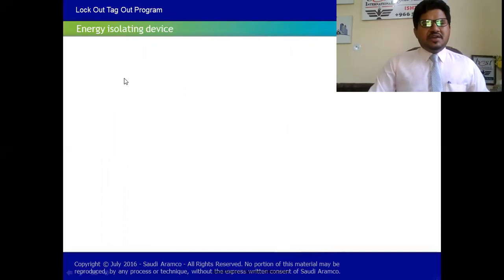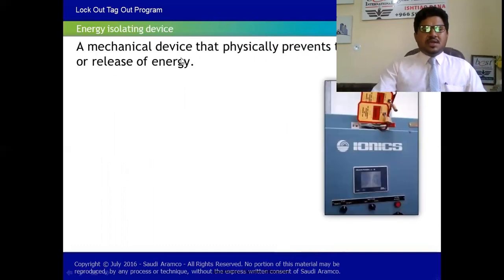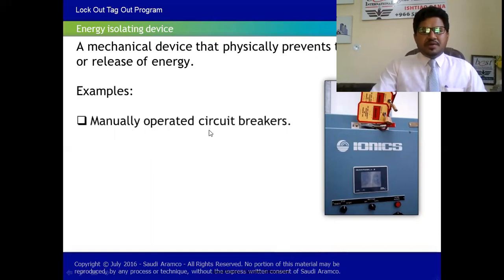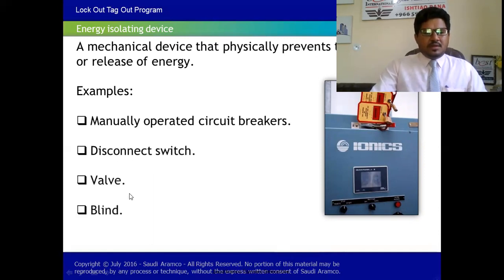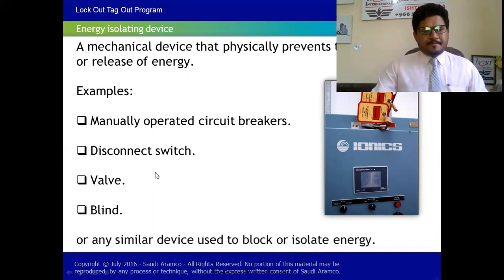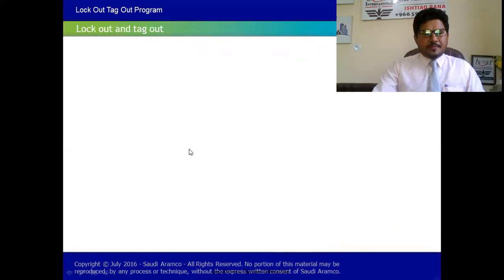Now, the energy isolating device: how does it look? It is a mechanical device that physically prevents the transmission or release of energy. Examples: manually operated circuit breakers, quite available in the market. Disconnect switches are available, valves. We will discuss one by one all these methods of isolating. And the blind or similar device used to block or isolate.